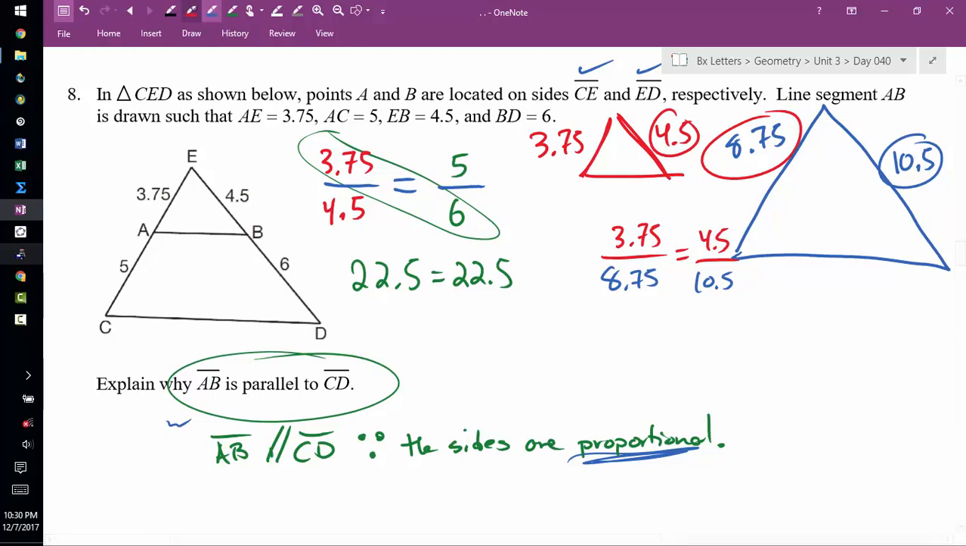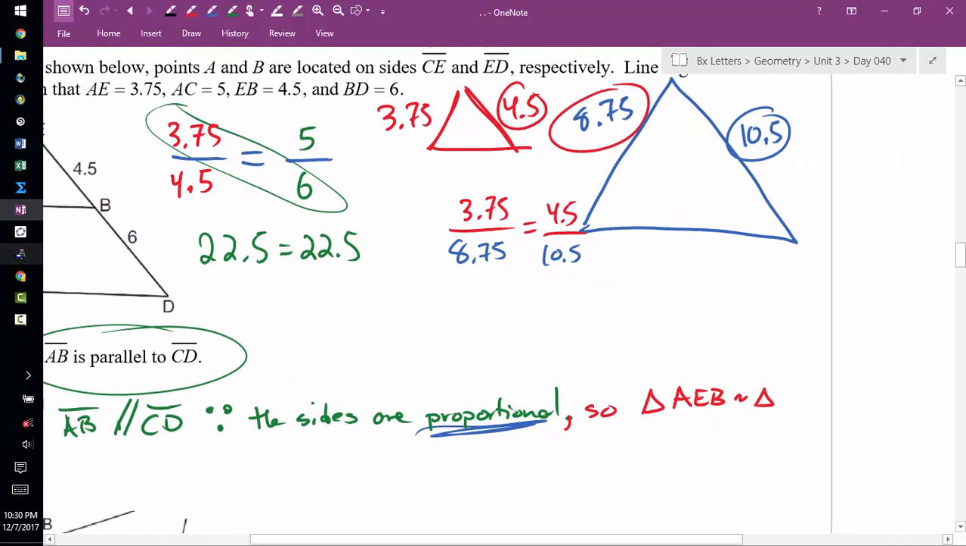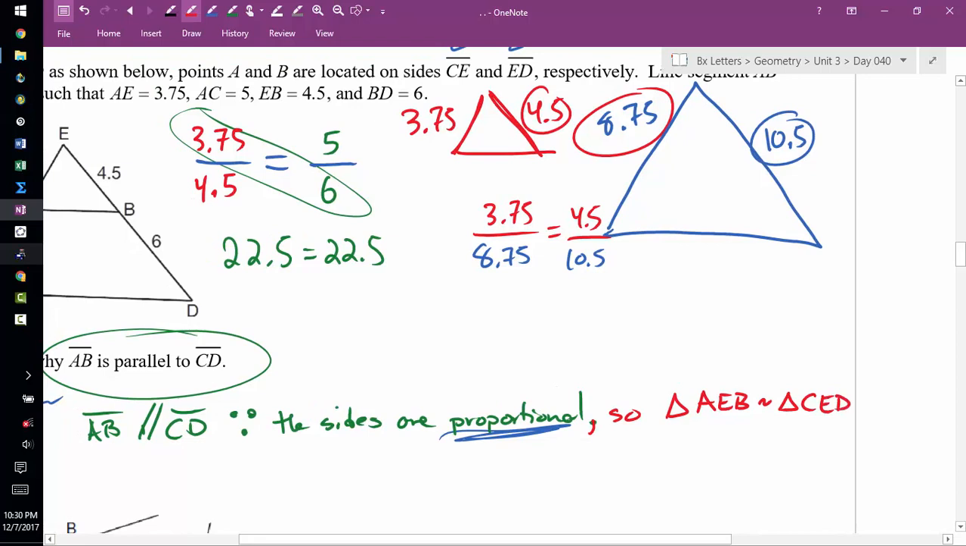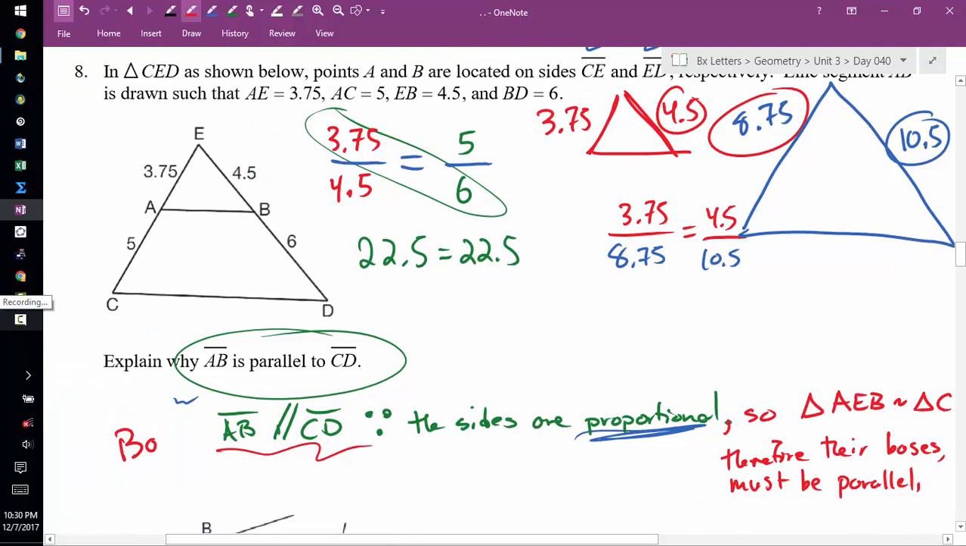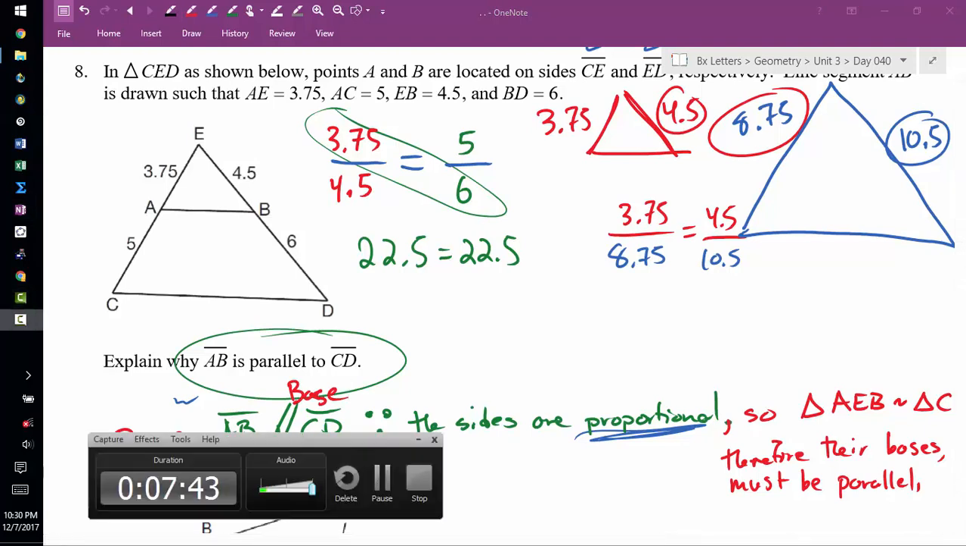All right, so if we want to elaborate: triangle AEB is similar to triangle CED. Therefore, their bases must be parallel. And you already told me the bases. And maybe you just want to modify that. You'd say, base AB is parallel to base CD because the sides are proportional, and so on. I'm rambling, but that's okay. See you in the next one.